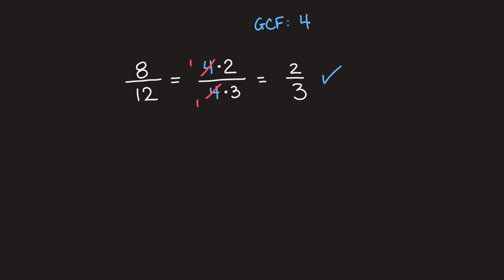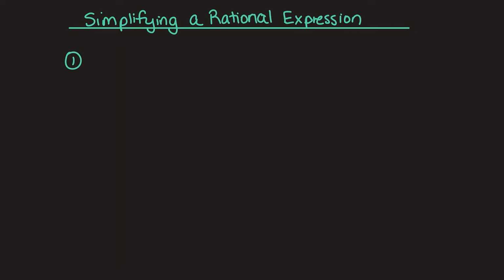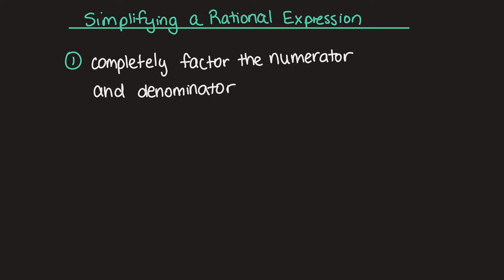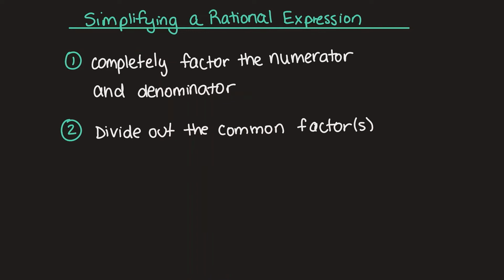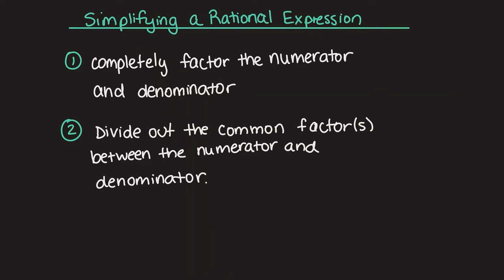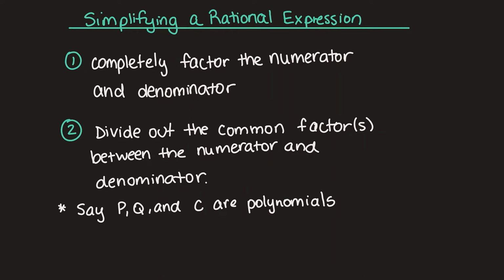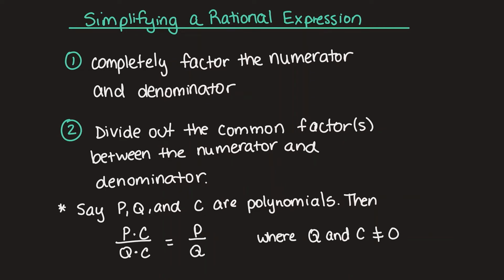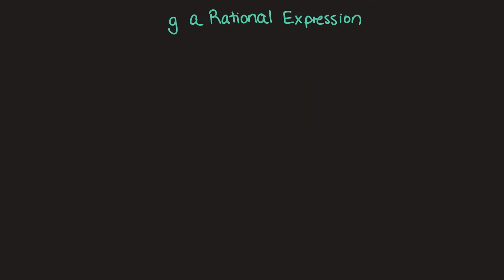This approach is very similar to how we will simplify more complicated rational expressions. So the procedure for simplifying a rational expression is to completely factor the numerator and denominator, and then to divide out the common factor between the numerator and denominator. So say P, Q, and C are polynomials, then P times C over Q times C is equal to P over Q, where Q and C are not equal to 0. So here P times C and Q times C are written as factors, and we can divide out the common factor C. So let's try some examples.